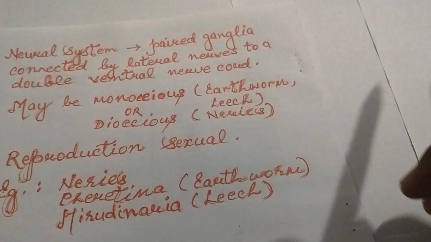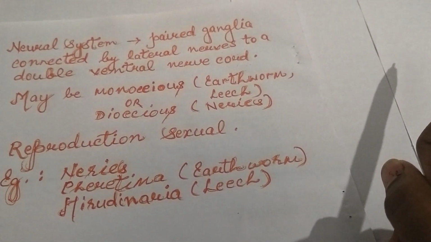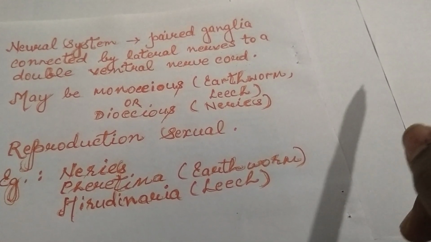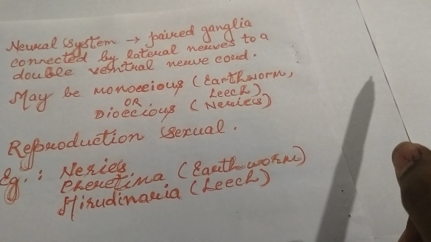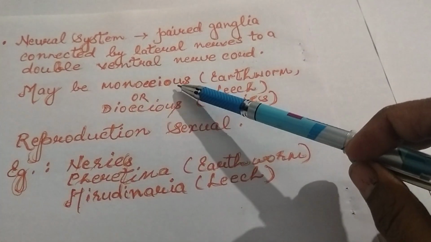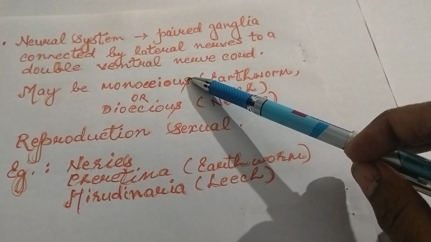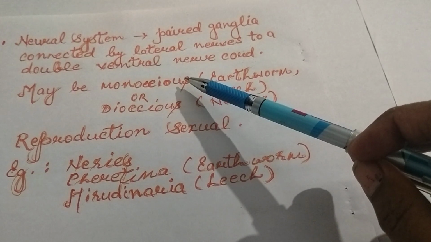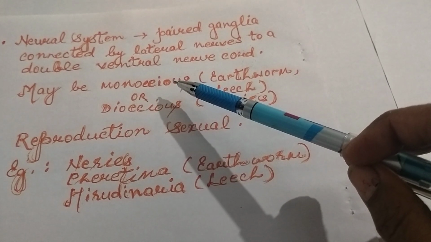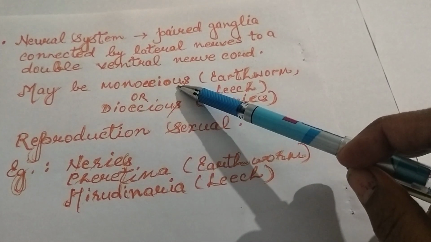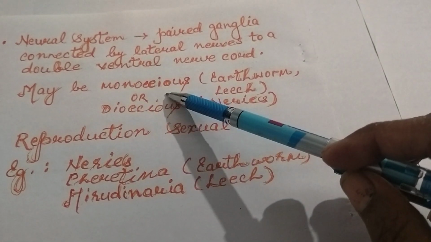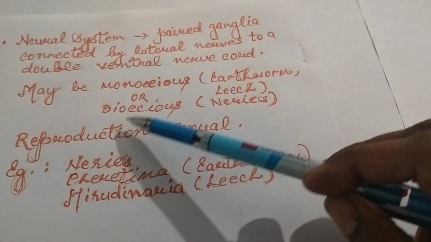Next, they may be monoecious or dioecious. Just now in Aschelminthes I have told you what is dioecious. Dioecious means sexes are separate. Separate male and female sexes are present. And monoecious will mean what? That the same organism body is having both male and female reproductive organs, and that means there is no distinct male and female. This is called monoecious, and dioecious means separate sexes. So these annelids may be monoecious or dioecious.